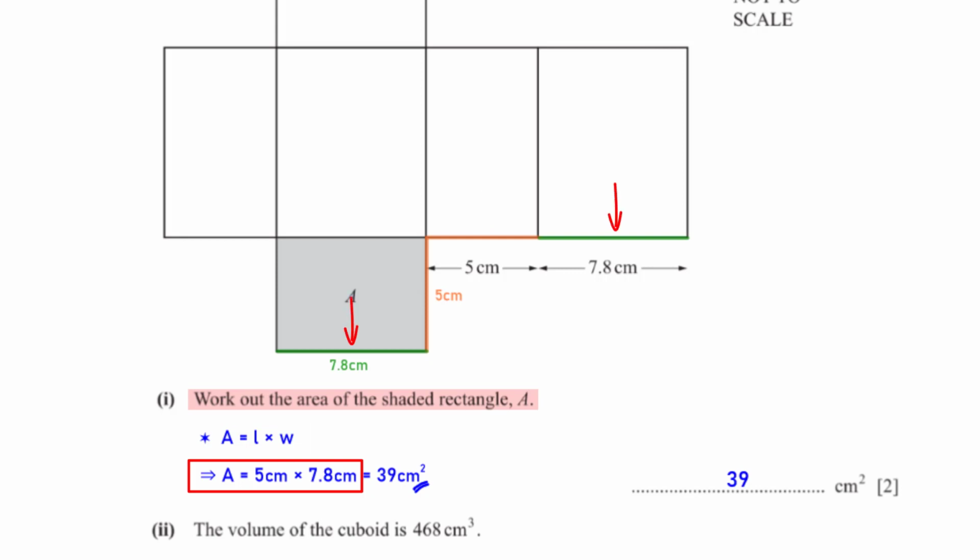These two sides also come together at the top of the cuboid. So the length of rectangle A is 7.8 centimeters. This gives us 39 centimeters squared.